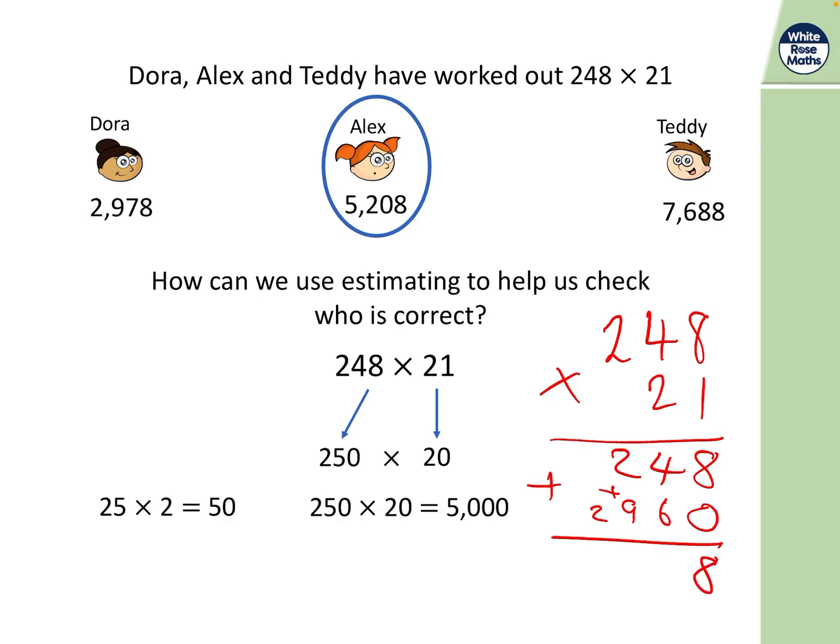Now by addition, 8, 10, 11, 12, 3. I've made a mistake somewhere. Where have I made a mistake? Where is my mistake? I know where my mistake is.